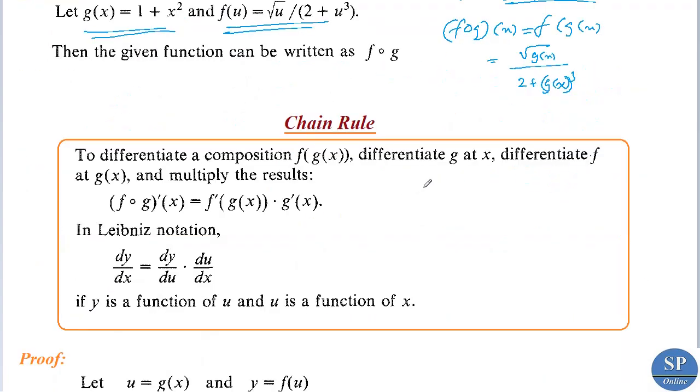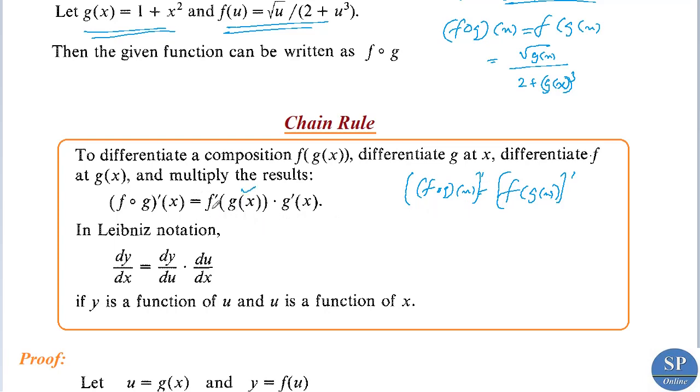Chain rule is actually the derivative of f∘g. So (f∘g)'(x), we know (f∘g)(x) is equal to f of g of x. So the derivative of this is nothing but f'(g(x)) into g'(x).